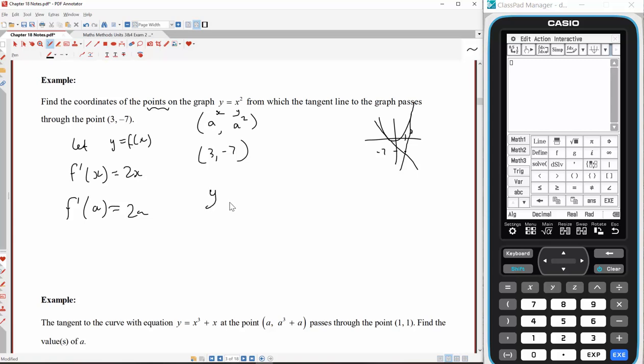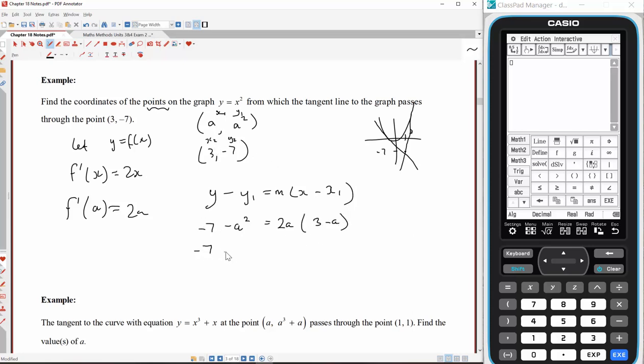So what I do is I write down my formula for the equation of a straight line, which is y minus y1 equals m times x minus x1. All right, so let's call this x1 and y1 and x2 and y2, and let's note that our gradient is 2a. So let's fill in what we know. I'm going to say that this is negative 7 minus a squared equals m, which is the gradient, 2a, times 3 minus a.